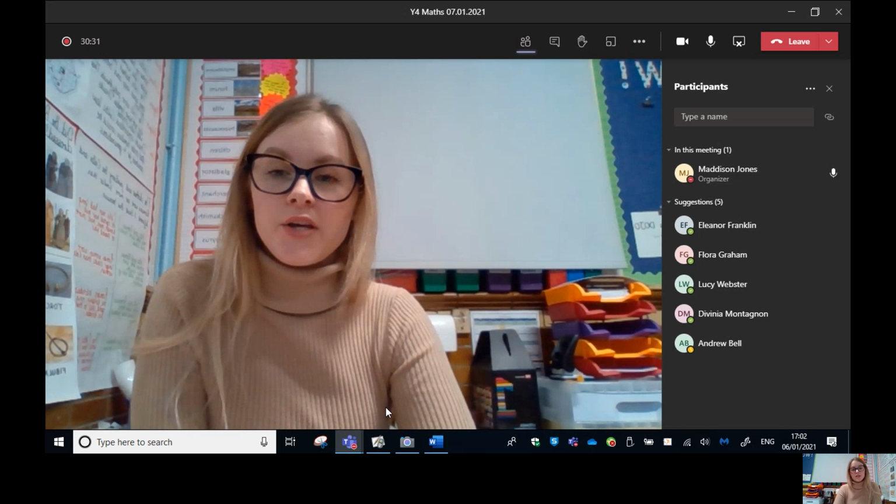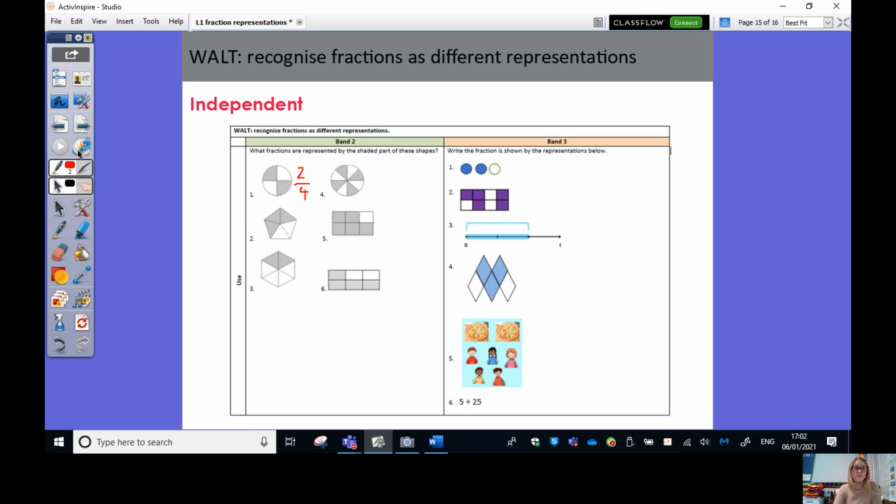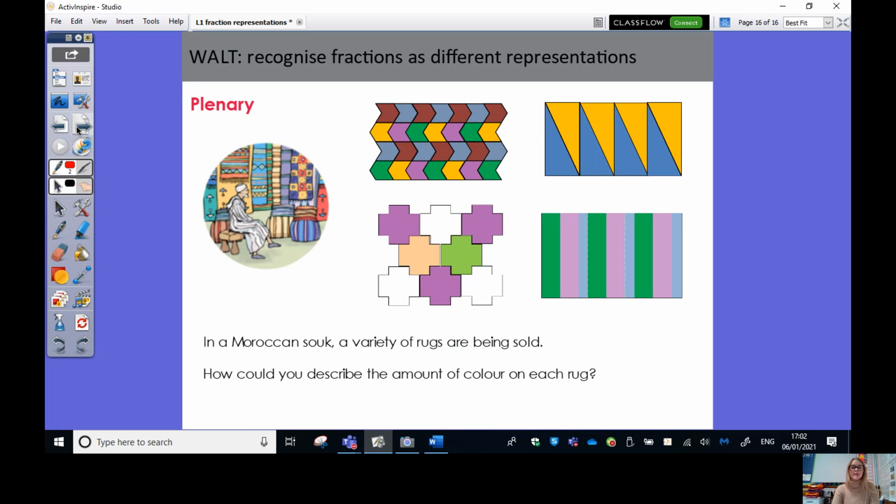Okay, so hopefully you managed to have a go at the banded sheet. I hope that went well and you're feeling confident. So we're just going to have a look at a little question together. So in a Moroccan souk, which is a marketplace, a variety of rugs are being sold. So these are representing our rugs. So nice colourful patterns in the market, as you can see in the picture. I want to think about how could you describe the amount of colour on each rug?